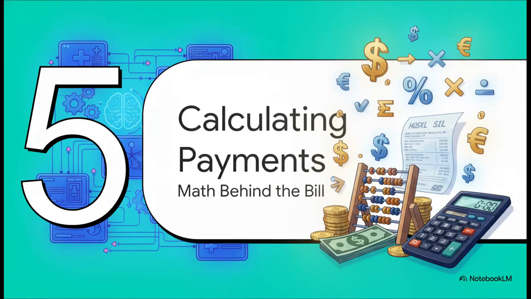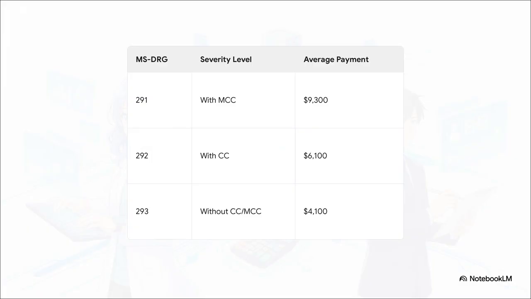And that perfectly sets up Section 5, calculating inpatient hospital payments. Okay, the stark financial data right here reveals exactly why these codes matter so much. Take this heart failure example from MDC 5. The base condition is exactly the same across all 3 tiers, but simply documenting and coding a major complication, like, say, acute respiratory failure on top of the heart issues, legally shifts the hospital's reimbursement from an average of $4,100 all the way up to $9,300. The procedure and the primary diagnosis are exactly the same, but that severity modifier literally more than doubles the payment.